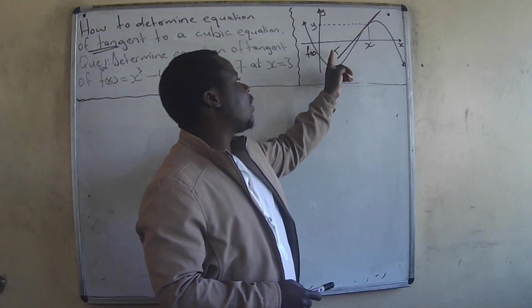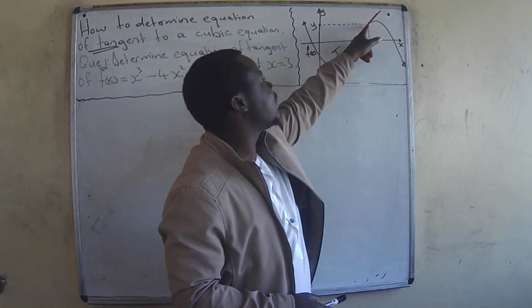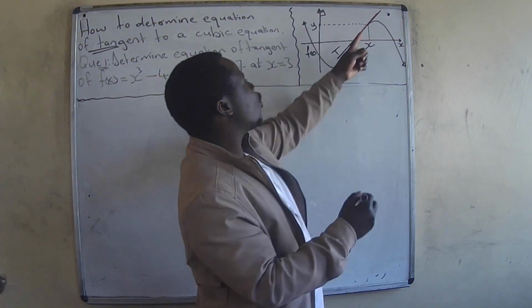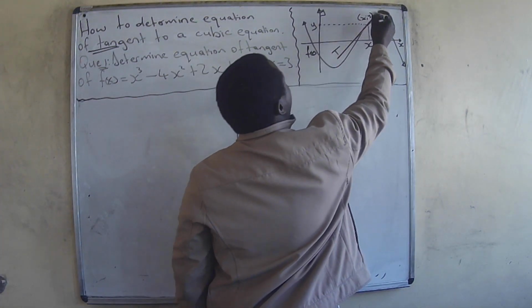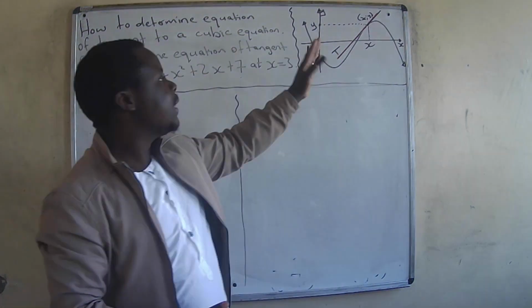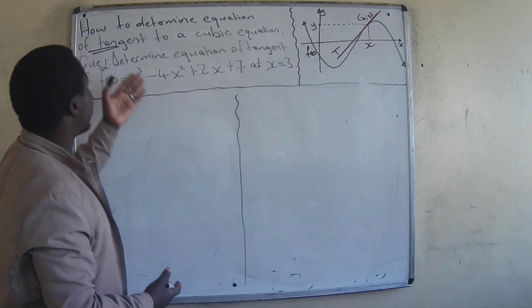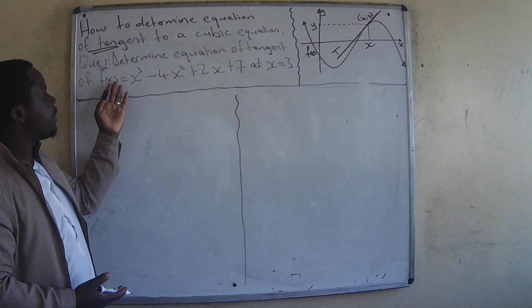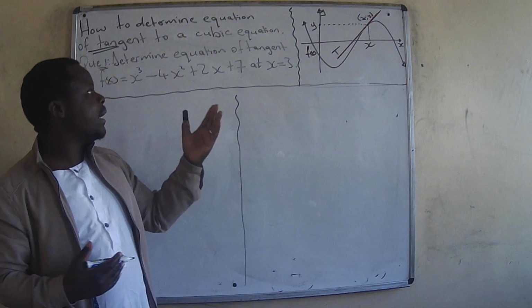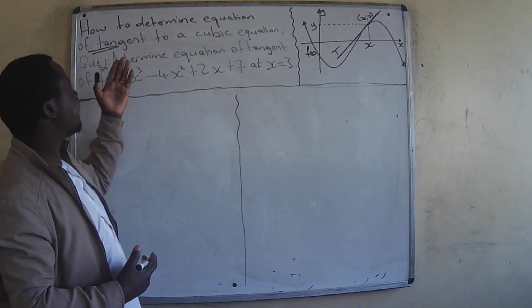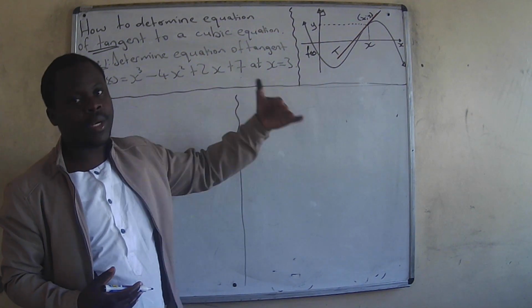As you can see, we have our tangent and we have our cubic equation. The tangent crosses at this point, and the tangent also has its coordinates, which I'll just put as (x, y). According to the equation that we have here, f(x) = x³ - 4x² + 2x + 7. This is our f(x). But the tangent in particular crosses at a point where x is equal to 3.